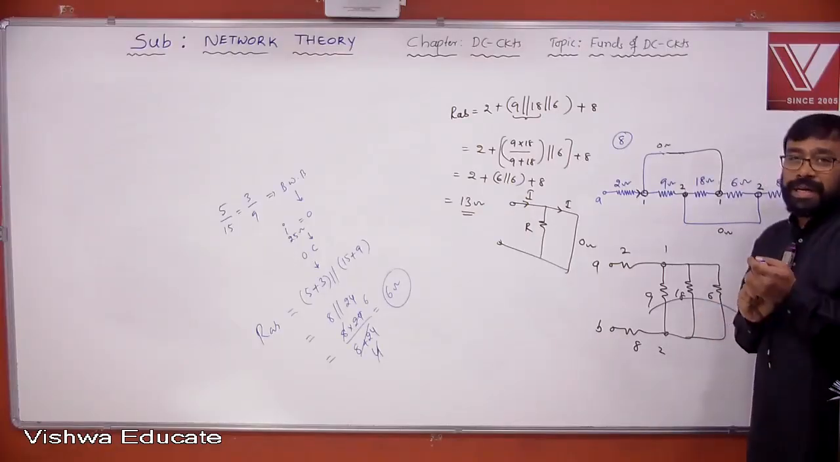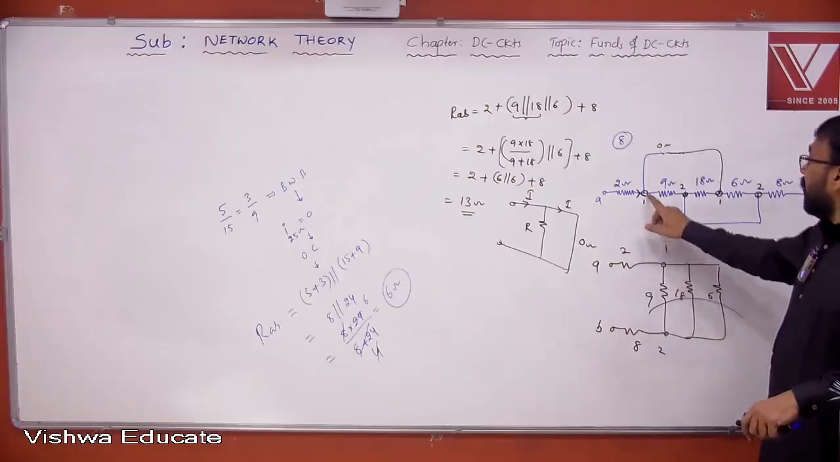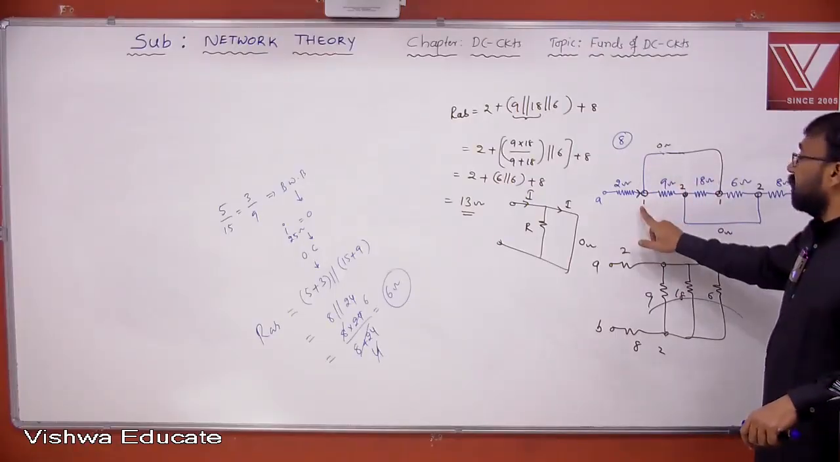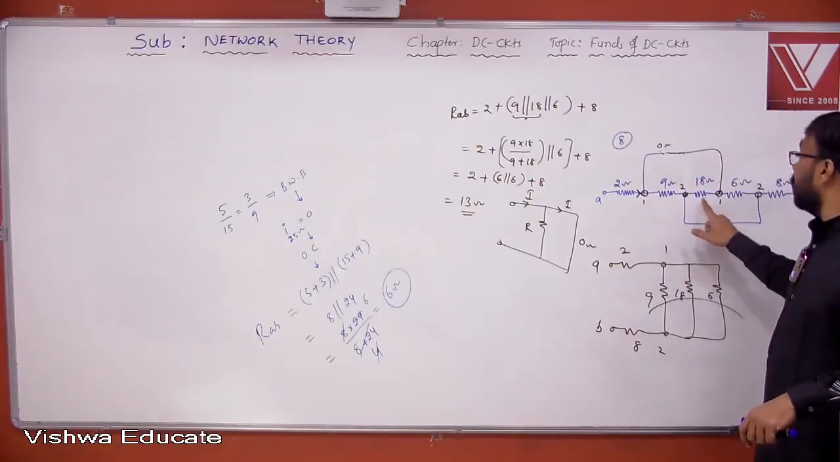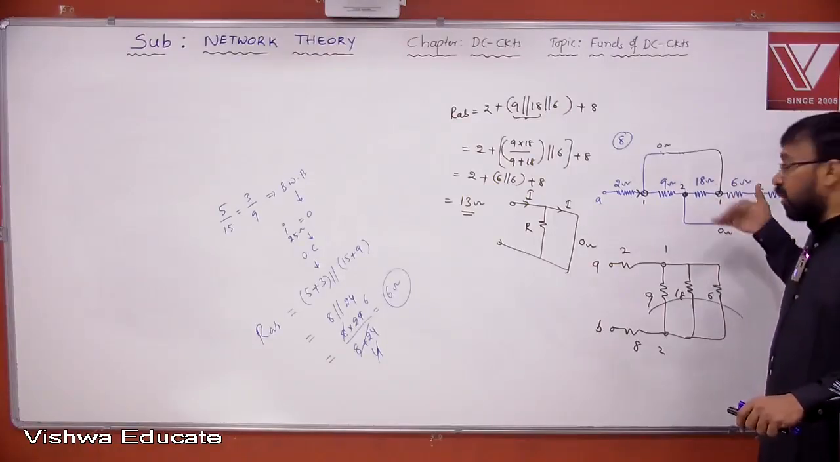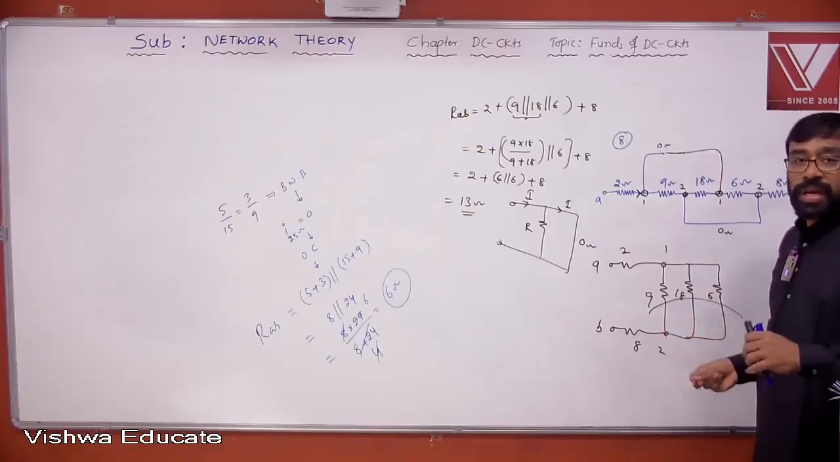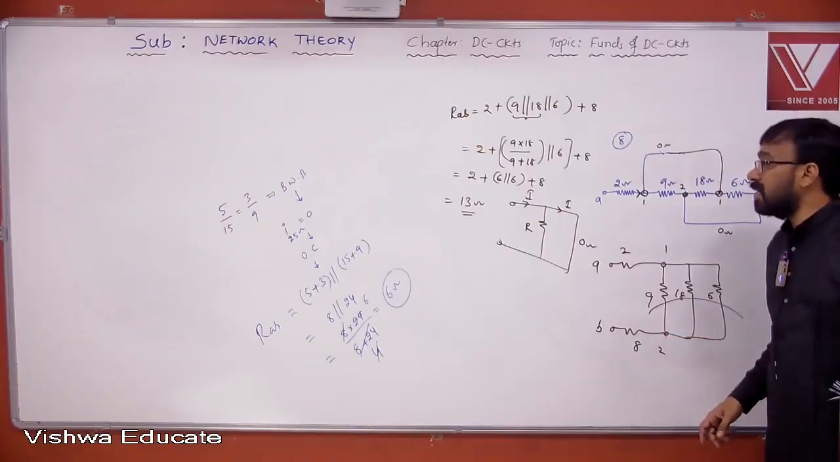So use the numbering technique. What is the numbering technique you are applying here? When there is a 0 resistance, you call this 1, so this is going to be 1, this is 2, so this is going to be 2. That's it. Then you redraw the network. Once you get experience, there is no need to redraw the network. This is how you can simplify, and the answer is 13 ohm.